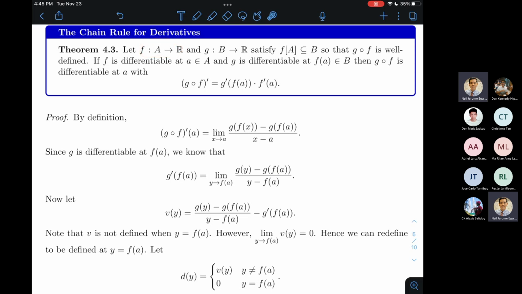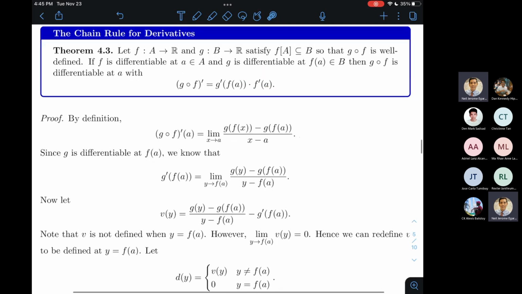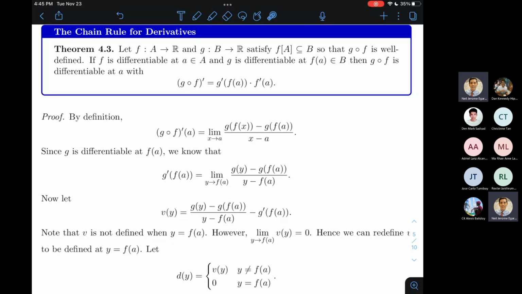F is a function from A to R. G is a function from B to R. And then the image under F of the set A is a subset of B. Para yung mga f of x's, pwede silang pumasok sa G. So dapat yung result under the function f ay nandun sa domain ni G. All right? So that G circle f will be well defined. And then if f is differentiable at A and G is differentiable at f of A, then G circle f is differentiable at A with this derivative. So nakita nyo na itong chain rule na to. Let's look at the proof.